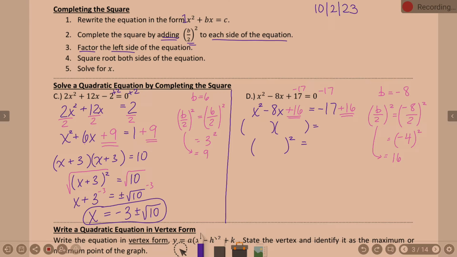X and x. X squared is x and x. Not 8, 4, right? The square root of 16 is 4. That sign in the middle is a minus. Or multiplying to be 16 is 4 times 4. Adding to be the negative 8, it's negative 4 and negative 4. Or in other words, x minus 4 squared. Clean up the right if you haven't. Negative 17 plus 16 is negative 1.